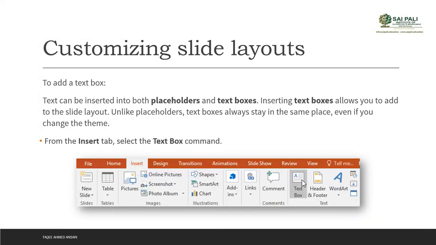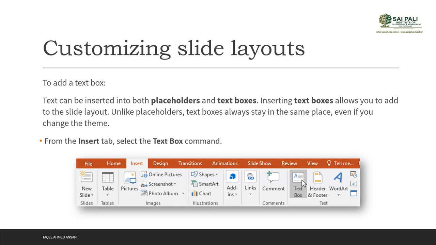Now to add the text box. Placeholder text can be inserted both into placeholders and text boxes. Inserting a text box allows you to add text to the slide layout, and unlike the placeholder, text boxes always stay in the same place even if you change the theme. That means these placeholders change according to the theme. So if we change the theme, then those placeholders will also change according to the theme. But when we add text boxes, they will not change when you change the theme. But it is a good way to add new text.